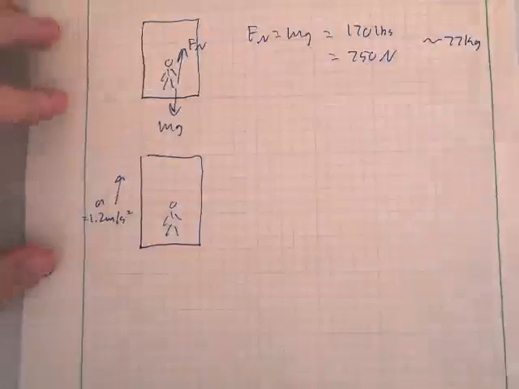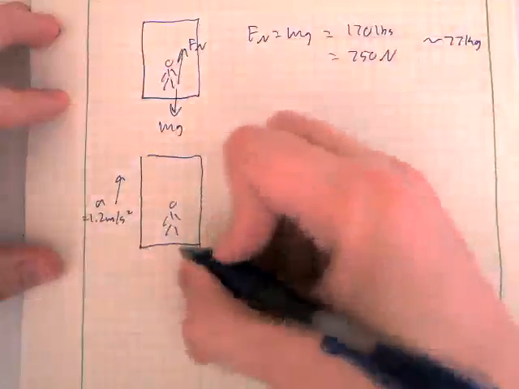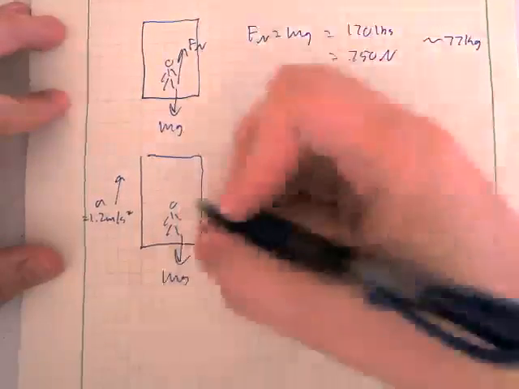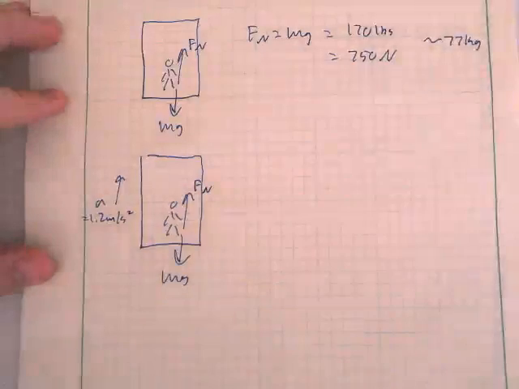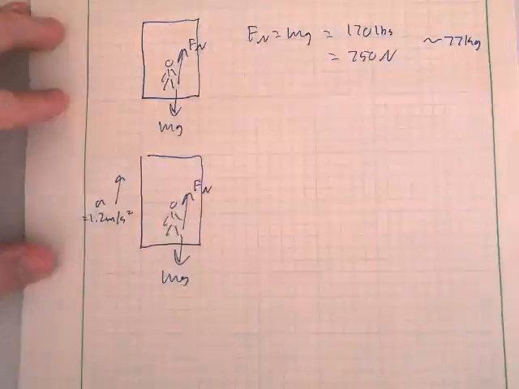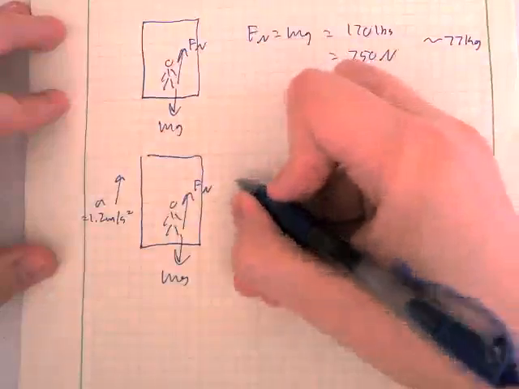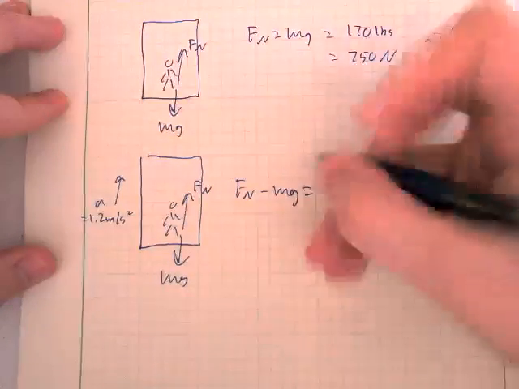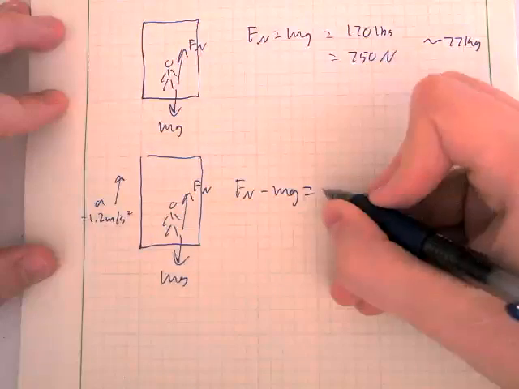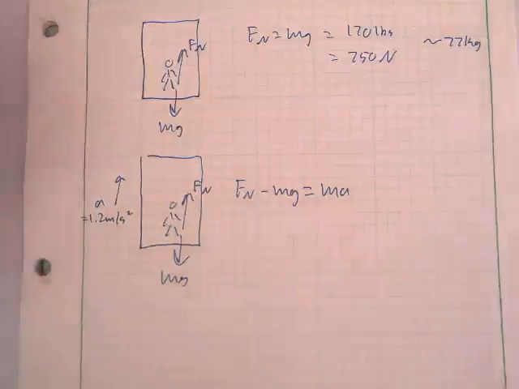Well, from our Newton's second law perspective, this is a very simple problem, right? We have gravity pulling me down. We have the normal force pushing me up. We can write our Newton's second law. What do we get? We have Fn minus mg is equal to m times a, which in this case we know a is 1.2.